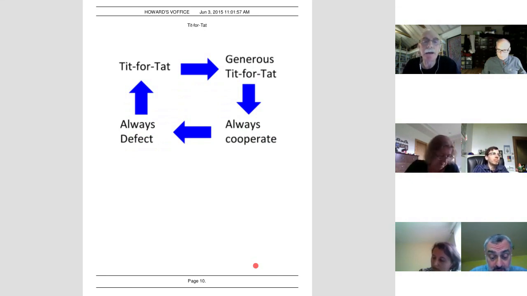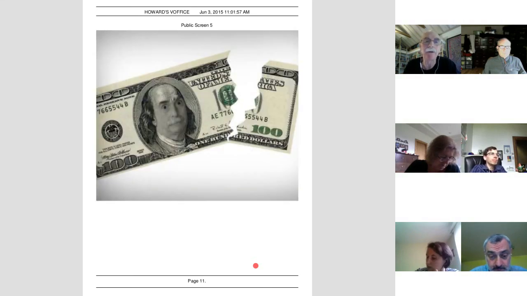Generous tit for tat can lead to a situation in which people who always defect come to dominate. So it's an unstable situation: when the defectors discover that everybody else is cooperating and that they can win, it begins to shift back to tit for tat.